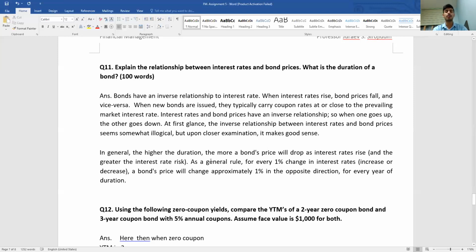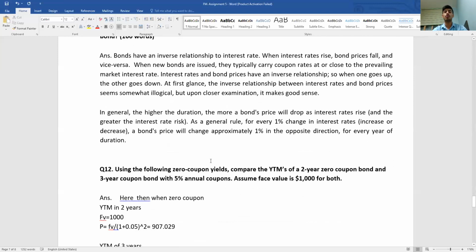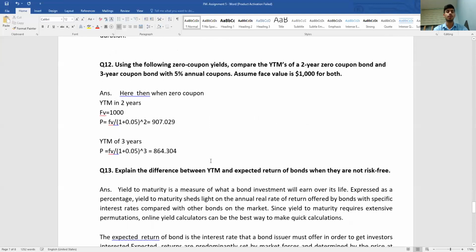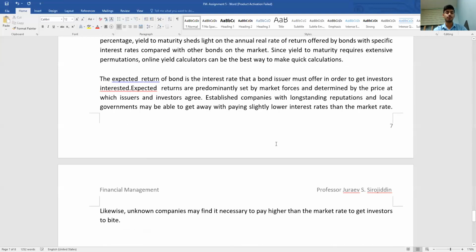In general, the higher the duration, the more the bond price will drop as interest rates rise. As a general rule, for a 1% change in interest rates, a bond will change approximately 1% in the opposite direction for every year of its duration.